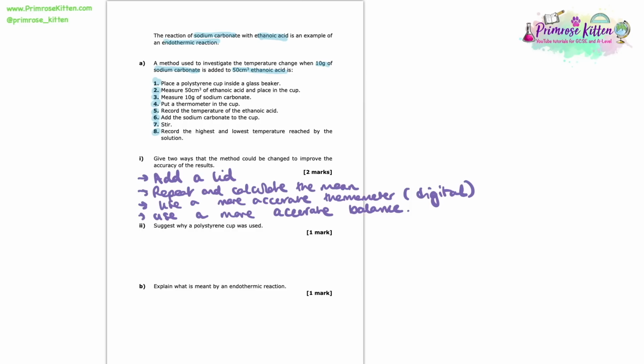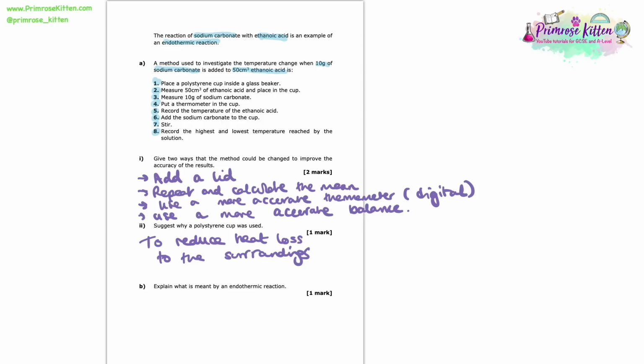So now we're asked to suggest why a polystyrene cup was used. Polystyrene is an insulating material. So by using that rather than glass, for instance, we will end up reducing the heat loss to the surroundings, ensuring that more of that heat is going to be used to heat up our mixture, which we can then measure its temperature using a thermometer.